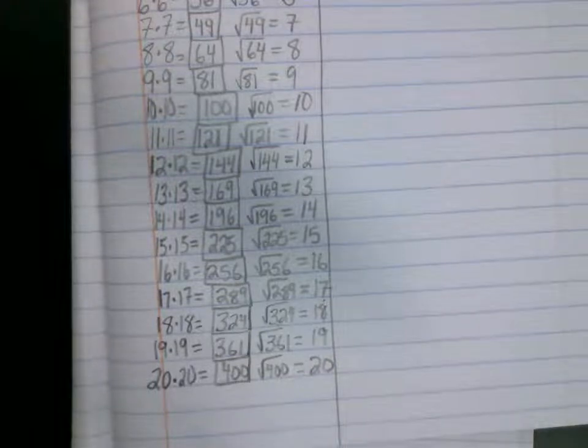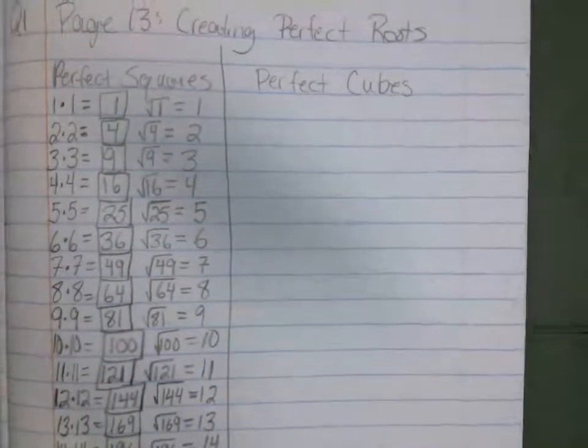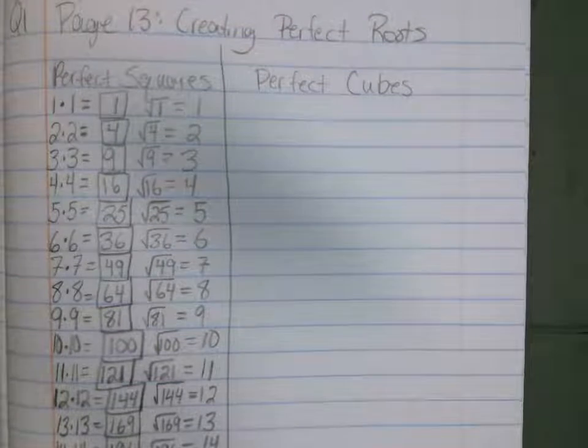Okay. All right, so now we're going to make perfect cubes, okay? To make perfect cubes, that means we're going to multiply a number times itself 3 times instead of twice. Cube is 3. That means it's to the third power instead of to the second power. Square is to the second power.